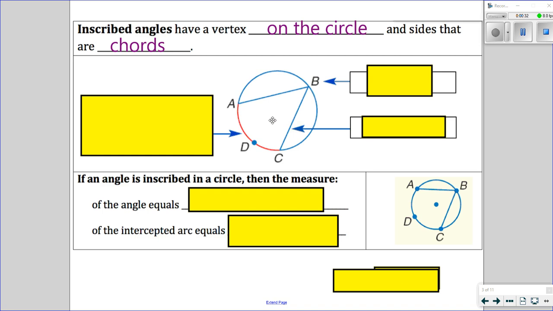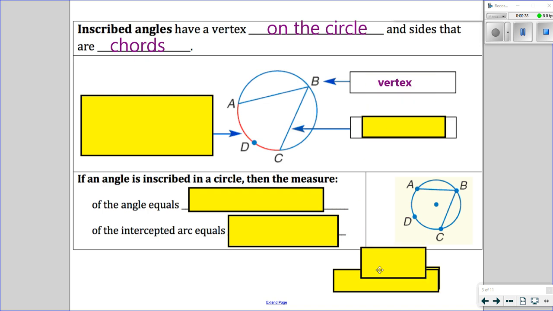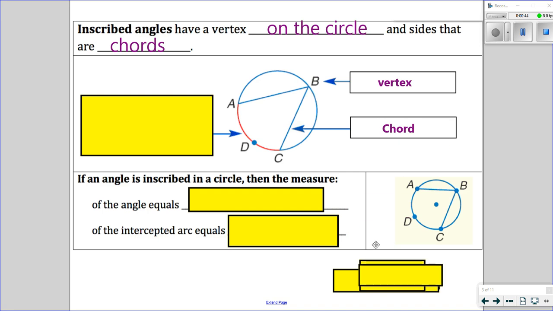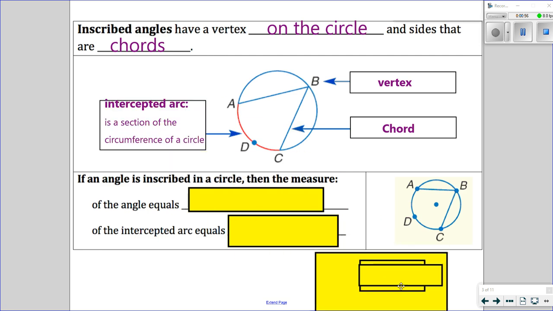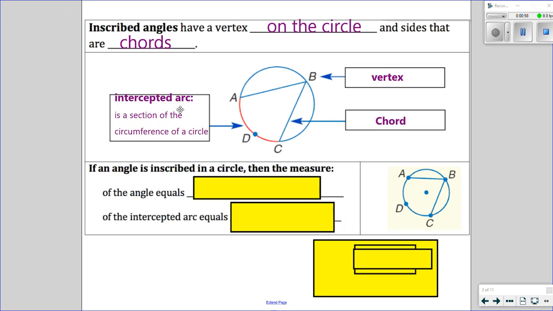So below we have a picture of an inscribed angle, ABC, and B is our vertex. And BC, as well as AB, are the chords. Those two chords intersect at the vertex B to create the inscribed angle. And inscribed angles have a relationship with the arc that is formed by it. So ADC is called the intercepted arc. It is a section of the circumference of a circle.